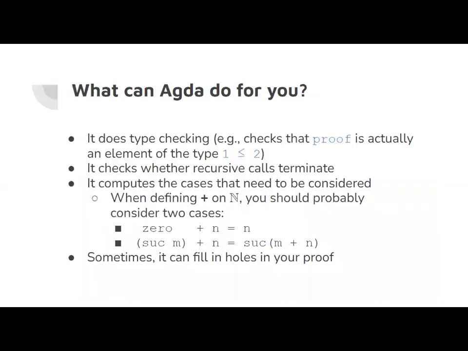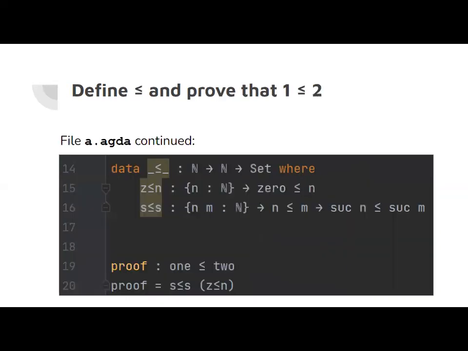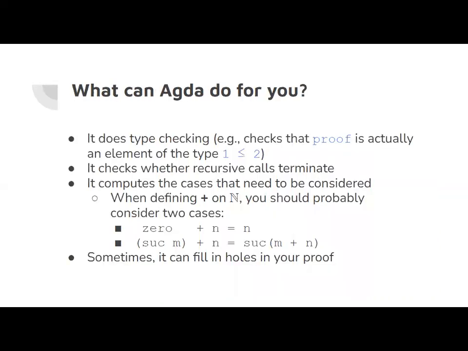So what can Agda actually do for us? It does all the type checking, so it checks, for example, that our proof was an element of the type one smaller or equal to two. It also checks that all the recursive calls terminate. So, for example, here we had the recursive definition of natural numbers, and if we define addition on natural numbers, then Agda will check that our recursive definition, as it is defined in this slide, terminates.